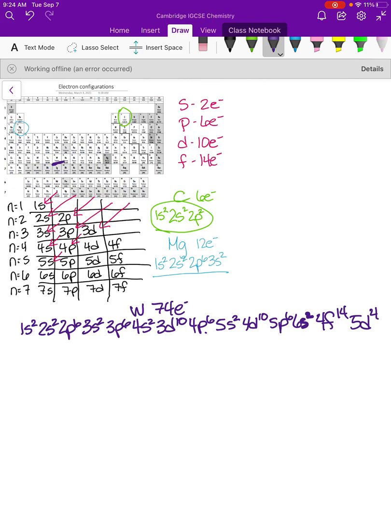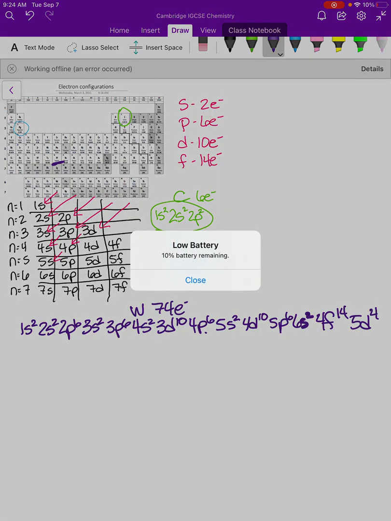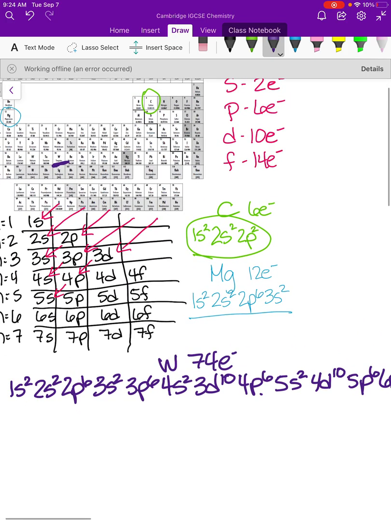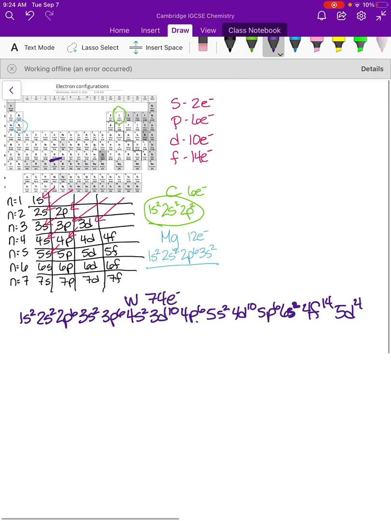So you can do this with any element on the periodic table. You can practice with any element on your own time, but that is essentially how you do electron configurations. Now, noble gas notation shortens these. With tungsten, since that one's so long, we would want to do a noble gas notation. And to do that, you find the noble gas that comes before the element.